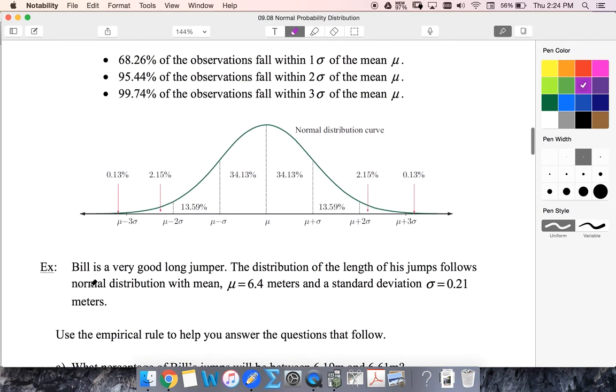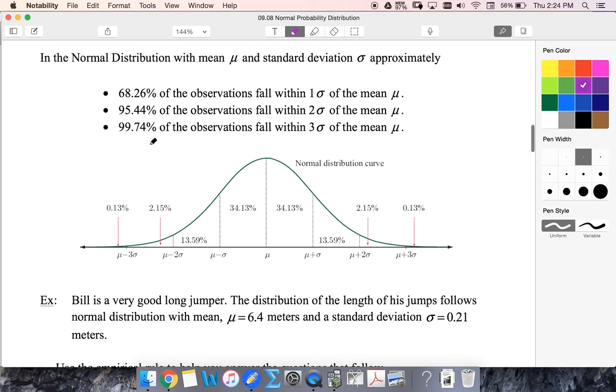So that's the introduction to normal distribution, and I'm going to come back in the next video and do this first example.